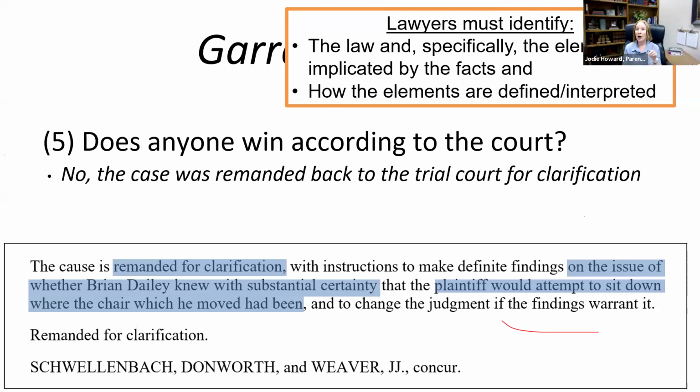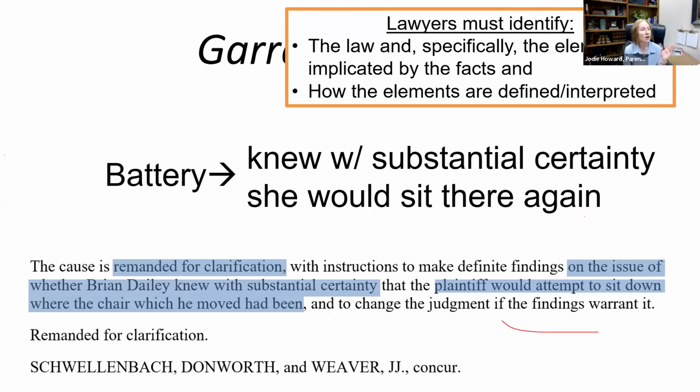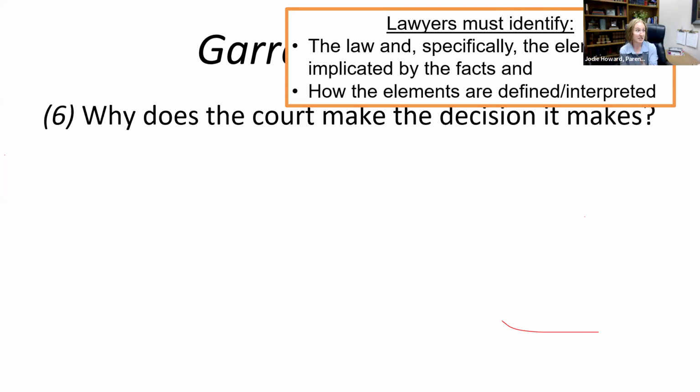All right. So you have to either intend for somebody to actually get hurt, or sort of this callous disregard for human life idea, you have to know, even if you don't want them to get hurt, you have to know they probably will, right? That sort of idea, substantial certainty that that harm might happen, even if you don't specifically want them to get hurt. Okay, so battery somehow ends up with this idea of knowing with substantial certainty that she would sit there again.